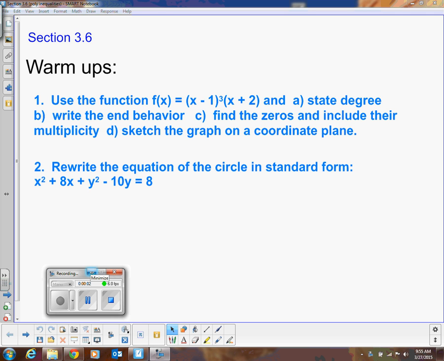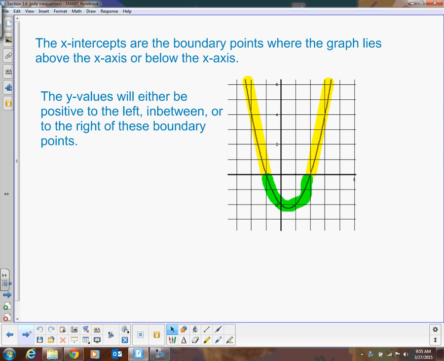Today we are going to do polynomial inequalities. So here we go. You ready? The x-intercepts are the boundary points where the graph lies either above the x-axis or below the x-axis. Does that make sense? Yes.